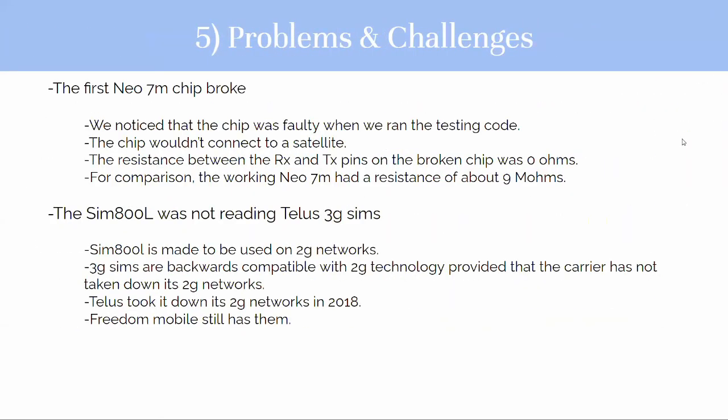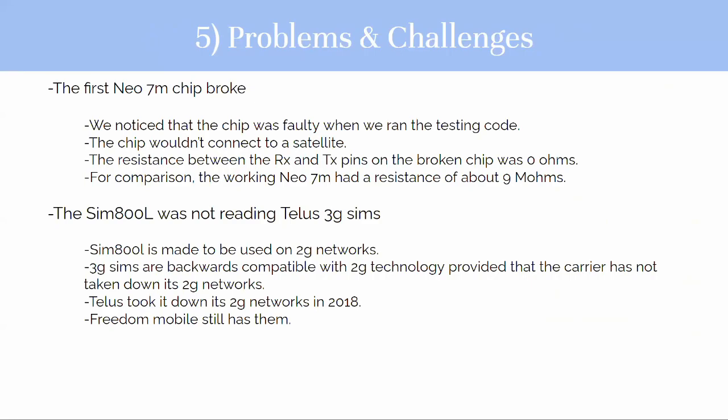Moving on to the problems and challenges. The first Neo 7M chip that we had was faulty, it broke. We noticed that the chip was faulty when we ran the testing codes and it wouldn't connect to a satellite. Then we tested the resistance between the RX and TX pins on the broken chip and it was 0 ohms. For comparison, the working Neo 7M chip that we ordered a second time had a resistance of approximately 9 megaohms.